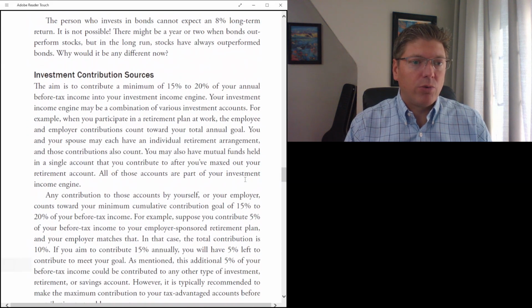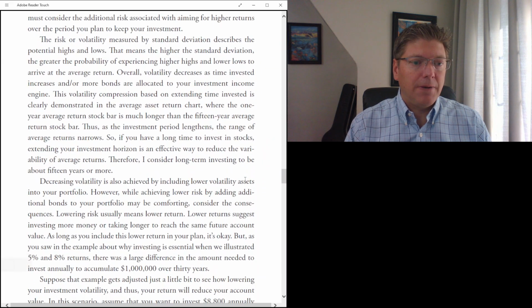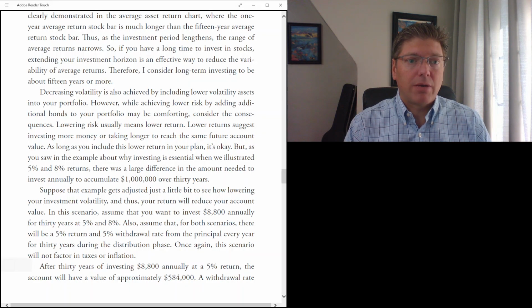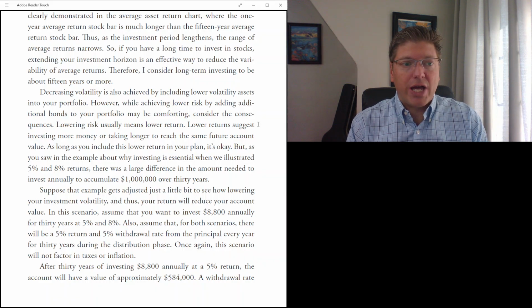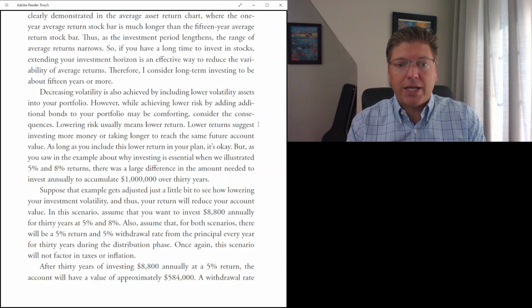So let me go back over to where we were, returns and volatility. Okay, we talked about 15 years or more being long-term investing. Decreasing volatility is also achieved by including lower volatility assets into your portfolio, like bonds. However, while achieving lower risk by adding additional bonds to your portfolio may be comforting, consider the consequences. Lowering risk usually means lower return. Lower returns suggest investing more money or taking longer to reach the same future account value. As long as you include this lower return in your plan, it's okay.